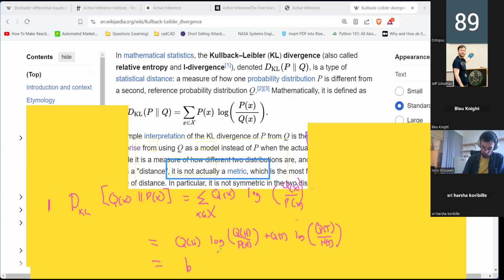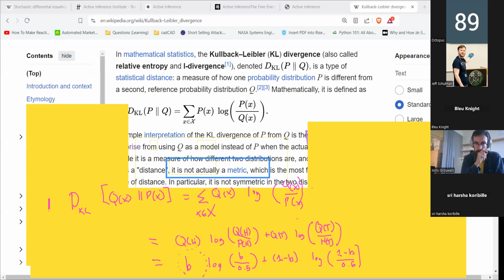Okay, so then B log of B over 0.5 plus 1 minus B log of 1 minus B over 0.5. So this depends on B. But that's all it depends on, is the probability of heads.